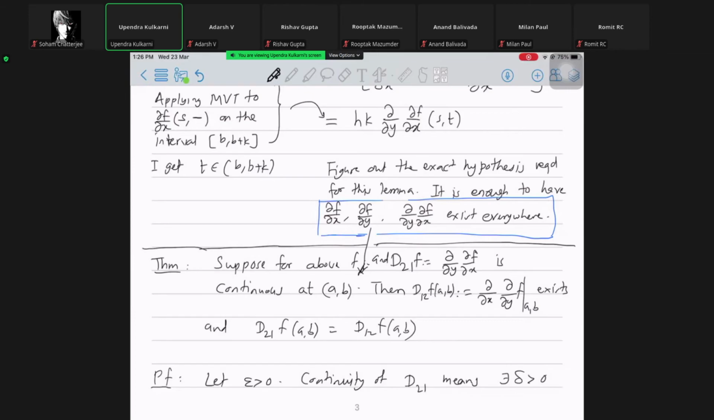The first partials exist, and the stated second partial derivative is continuous. That means it also has to exist. Okay, any other questions? Yes, just one thing. I think Gautam was saying that in general, the only reason why this should be true is because D21 and D12 are sort of like limits of the same differential quantity.